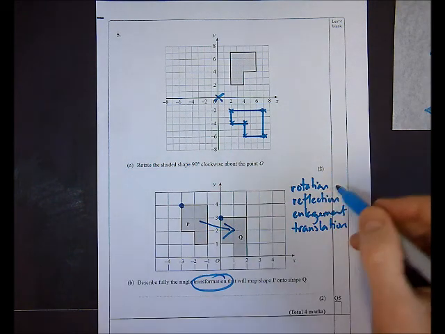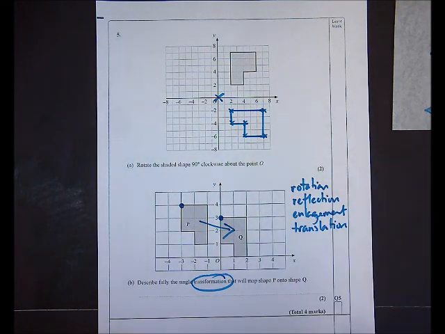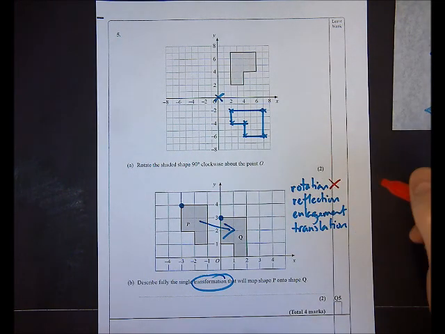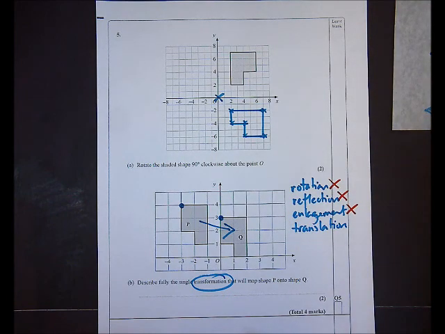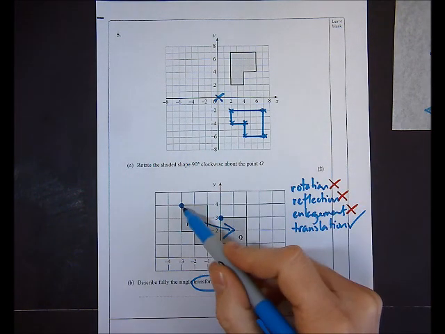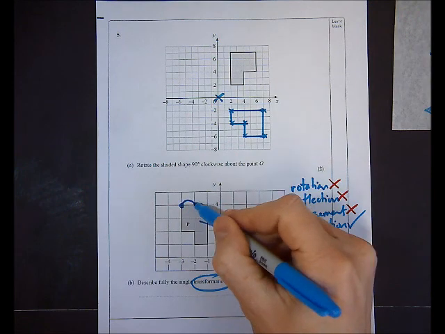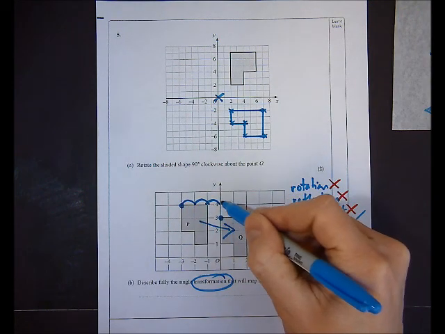Well, it's not a rotation, as you can see, that's not spun round, and therefore it's not a rotation. It's not been reflected, so that's out, and it's not an enlargement. It stayed the same size, and it hasn't flipped over in the case of an enlargement of negative 1. So it must be a translation. So it's a case of finding out how far I've moved from here to here. So I've gone across 1, 2, 3, and I've gone down 1.